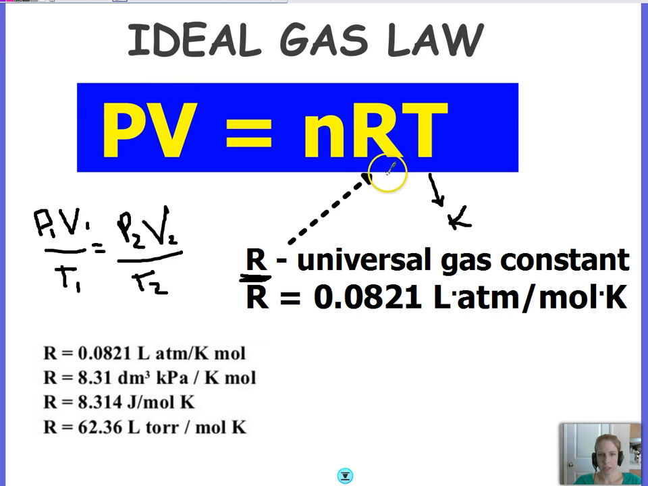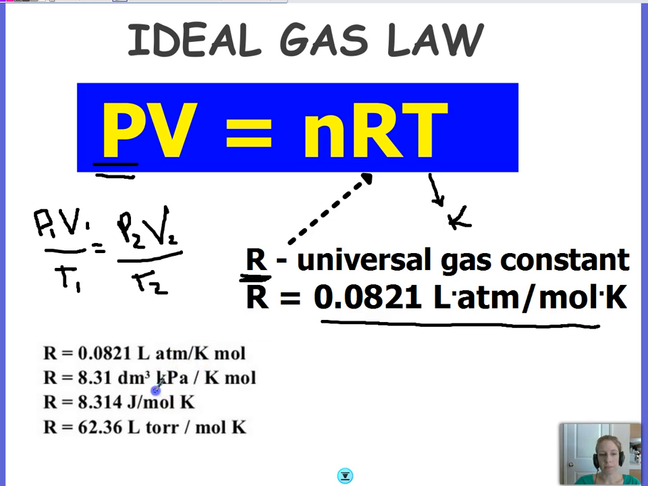Now, back to our lovely new R constant. This is called the universal gas constant. It varies with the pressure units. So here we see one value for R, which is 0.0821 liters times atm over moles times Kelvin. This is what we would put in for R if we had atm as our pressure unit over here.